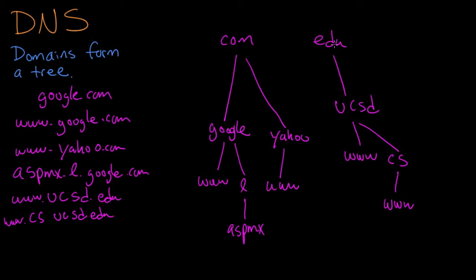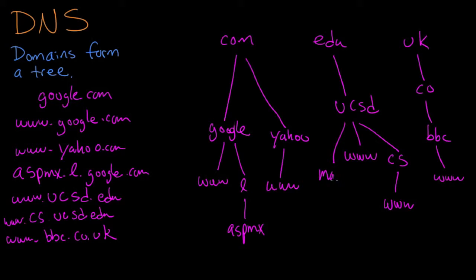And there's other ones like the UK has got their own domain, and then there's co below that, BBC, www. So this is of course www.bbc.co.uk. There's many more that we can put in here. For example, let's see, UCSD, I think they've got a mail server, so we could put in mail. Yahoo, I think, also has one right there. And maybe the computer science department at UCSD, maybe they've also got a mail server.